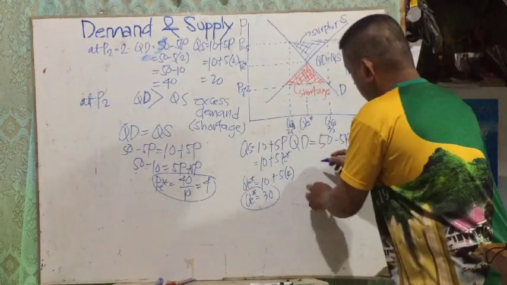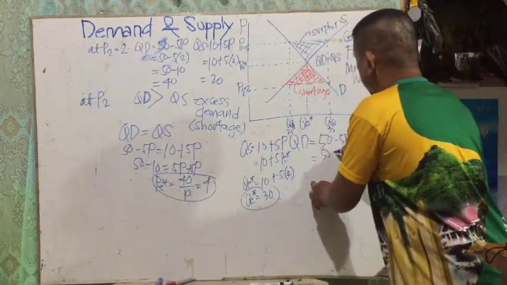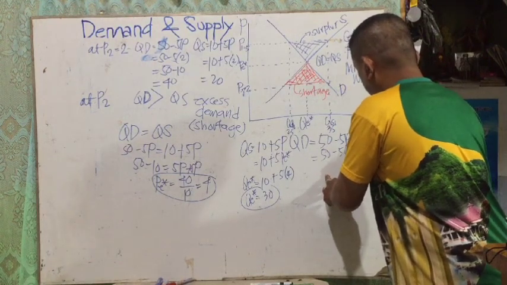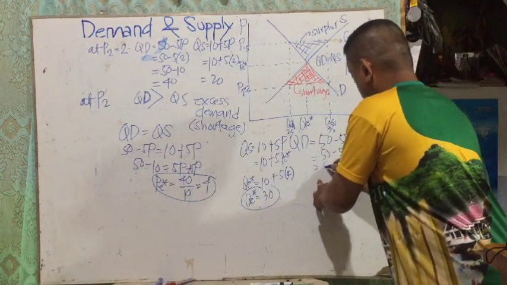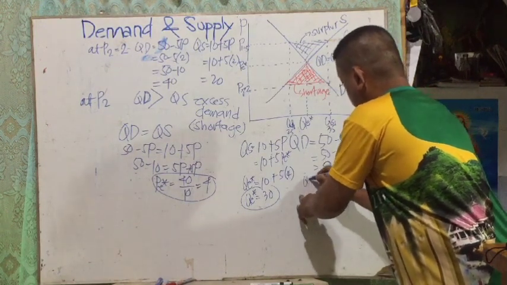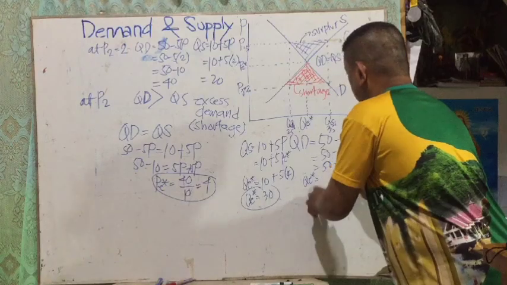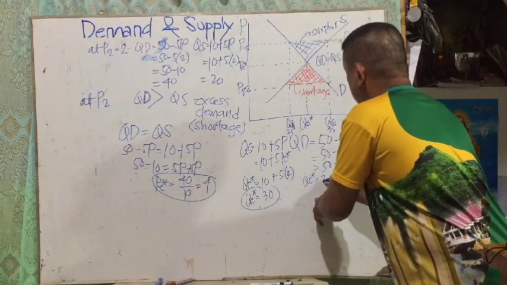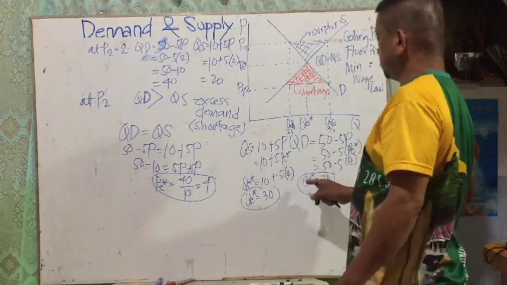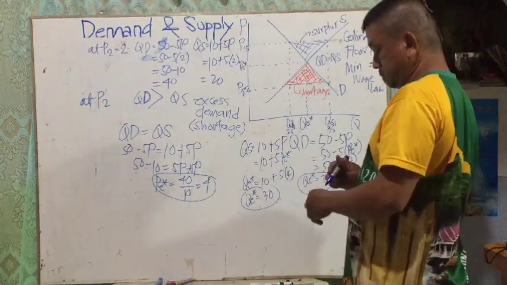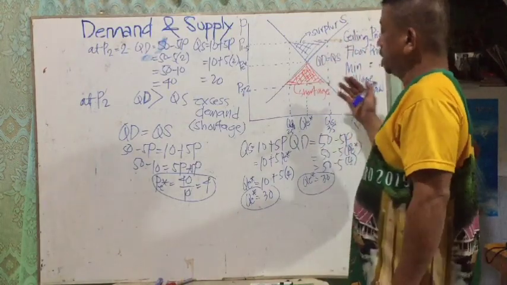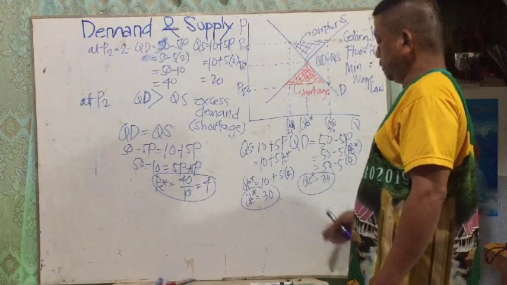And using the demand equation, that becomes 50 minus 5 times the PE star. So that is equal to 50 minus 5 times 4. Then the QE star on the demand equation is equal to 30. And the two values for demand and supply should be equal because they are in a state of balance. Otherwise, there is something wrong with your solution, or with the way you computed.